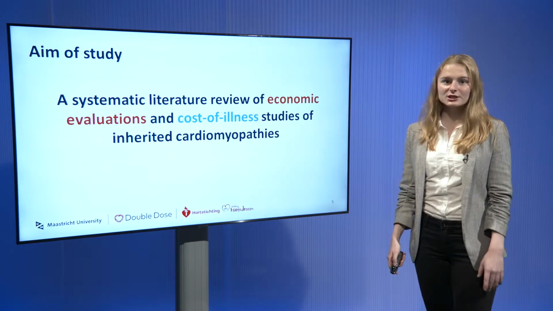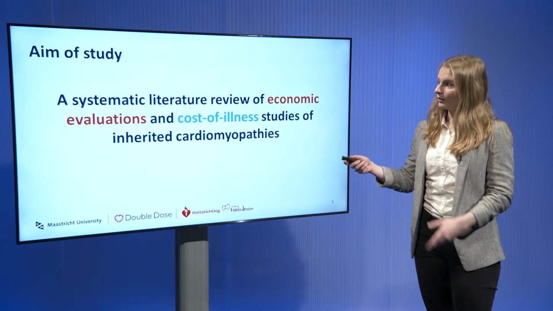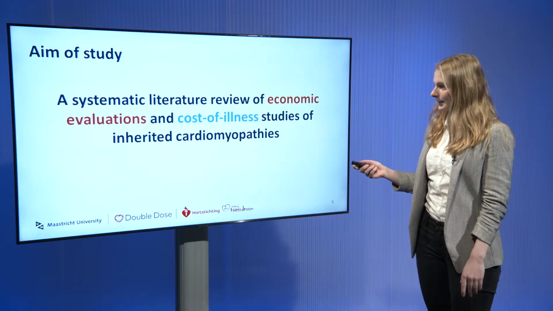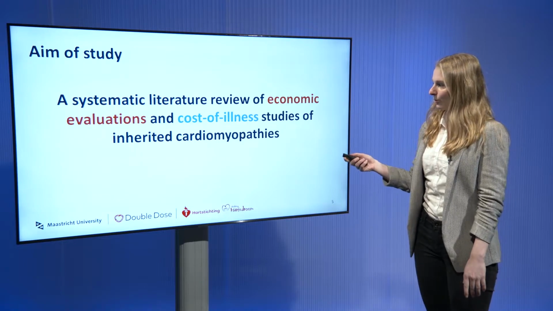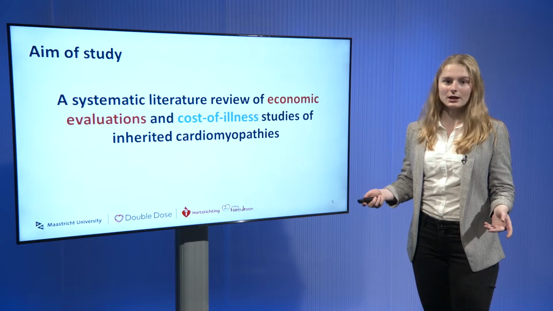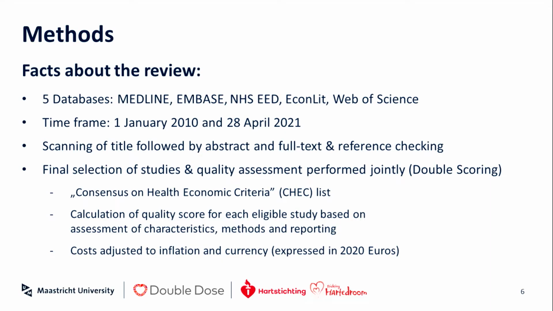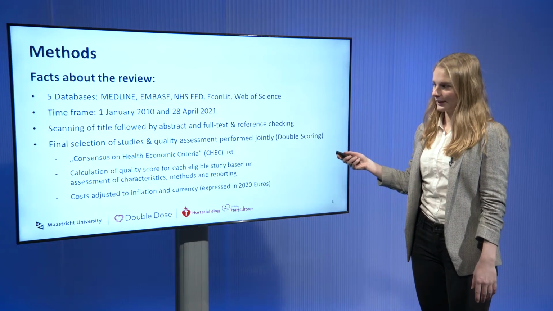So the aim of this systematic literature review was to search for economic evaluations and cost of illness studies in inherited cardiomyopathies, with a special focus on hypertrophic and also dilated cardiomyopathy. So it was a systematic literature review. This means that not only one, but 5 databases were used for the search, and we searched in Medline, Embase, NHS-EED, EconLit, and Web of Science.